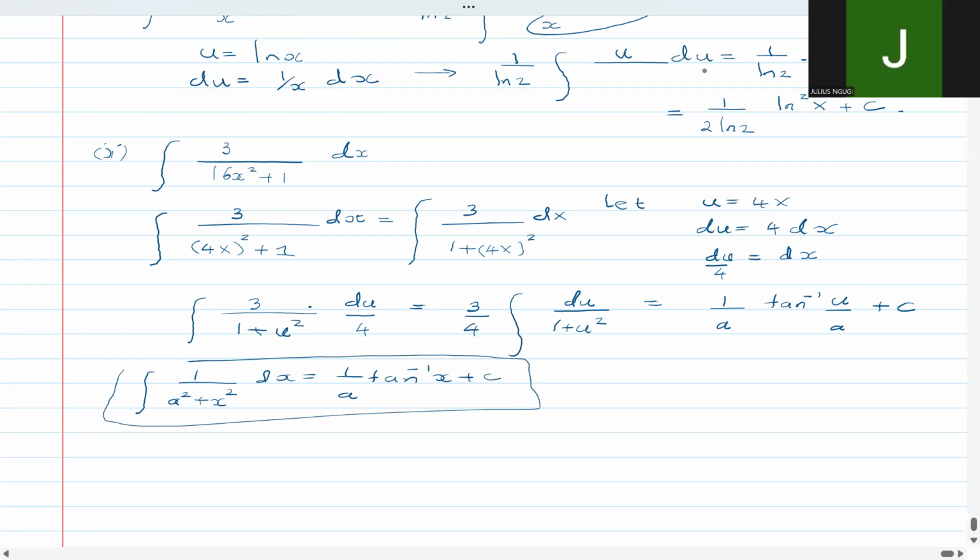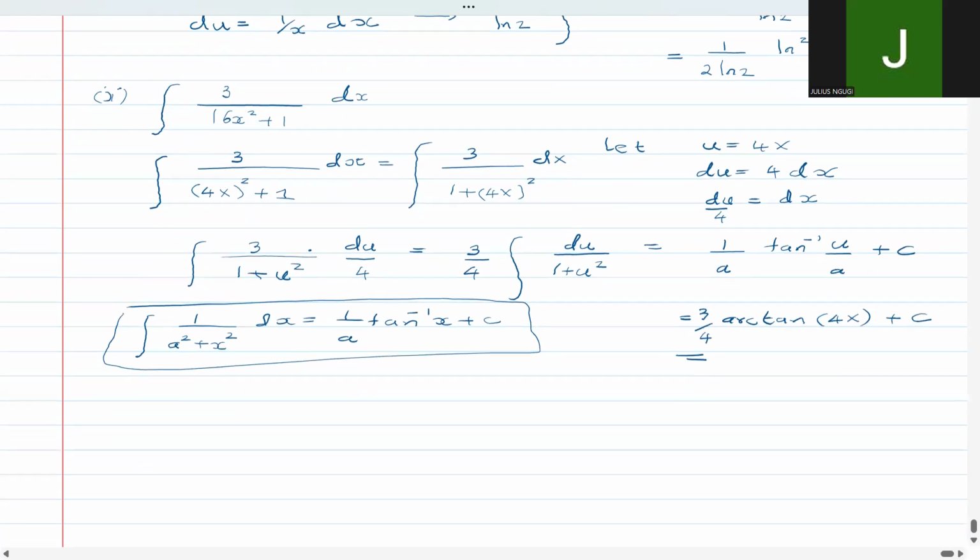So in this case, our a is 1. So we have 1 over 1, that is 1, arctan, or tan inverse, let me write arctan u, and our u was 4x, plus a constant c. And then let's not forget, we had factored out 3 over 4. So that is the second answer for the second question.